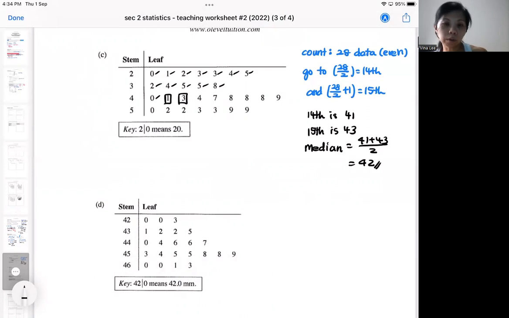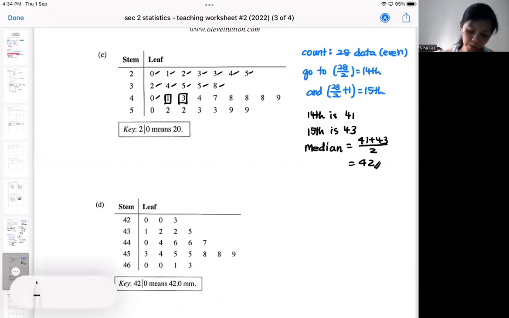So you got to go to the correct person. Then you can tell the values to take the average. Okay, so obviously it relies a lot on the counting.